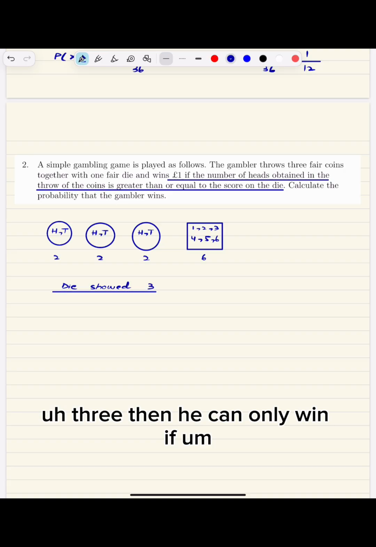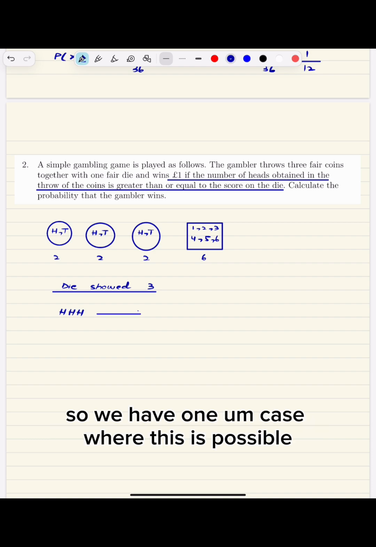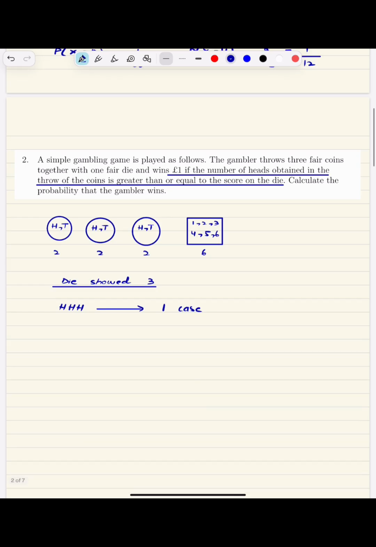Then he can only win if all 3 coins give us heads. So we have one case where this is possible.